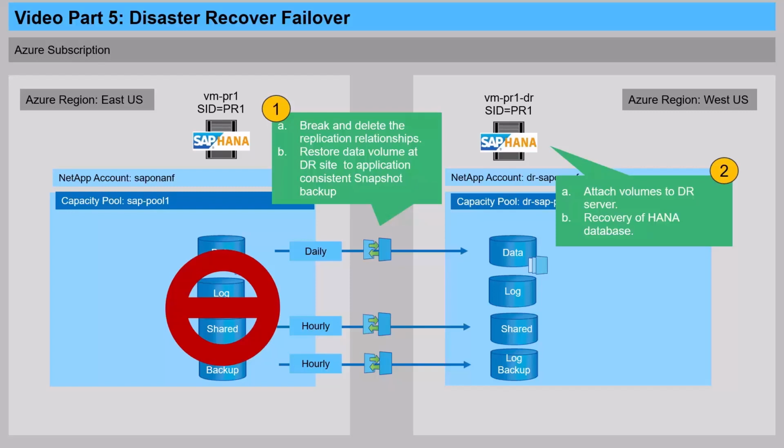With a real DR failover, the volume replication will be broken and the target volumes will be mounted to the target system. Recovery of the HANA database is done in the same way as with DR testing. With that, let's start the demo, which should be self-explanatory, so I'll stop talking.